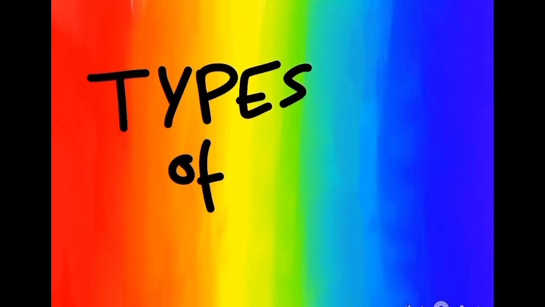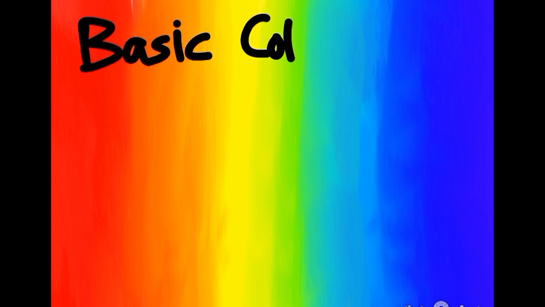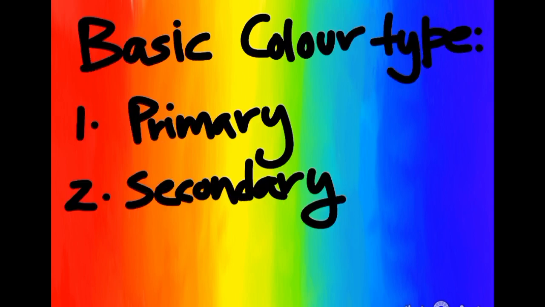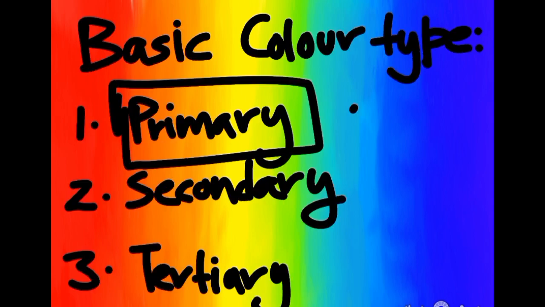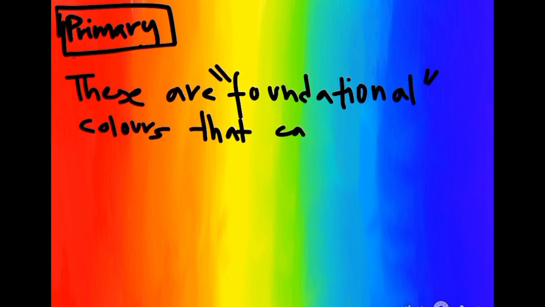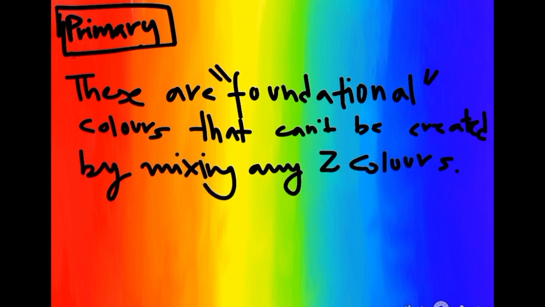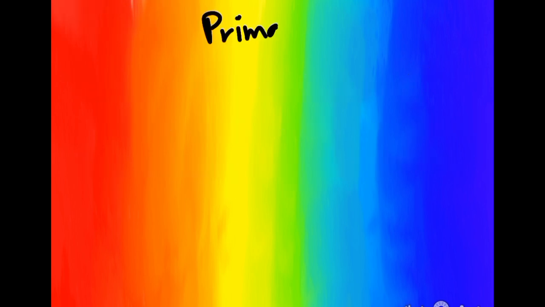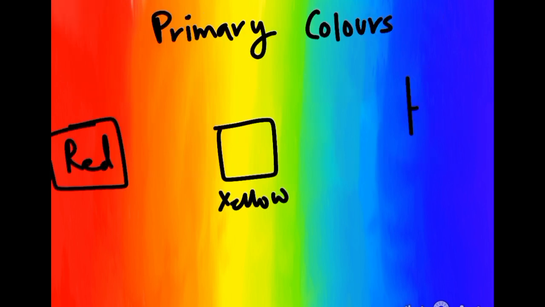Now, these colors can be put into subcategories. There are 3 basic color types: primary, secondary, and tertiary. When you talk about primary colors, these are the foundational, the fundamental colors. These colors cannot be created or formed by mixing any 2 different colors. So your primary colors are red, yellow, and blue.